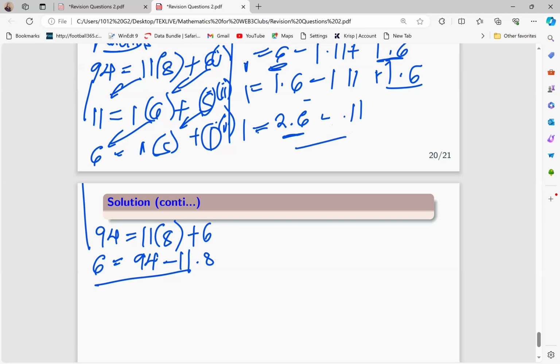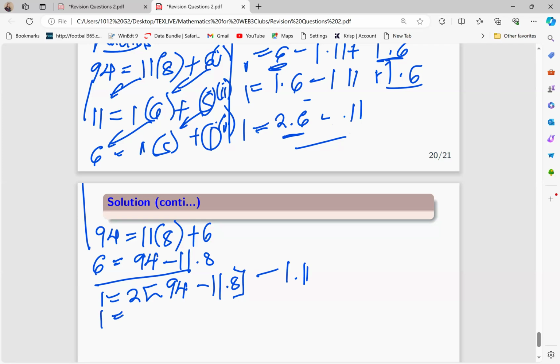So now replace this 6. So the equation becomes 1 is equal to 2. Now we replace the 6 that we got. It's here, so it's 1.2, which equals brackets 94 minus 11 times 8. Then this is the equation. Minus 1 multiplied by 11. It makes sense. So now you do the equation.